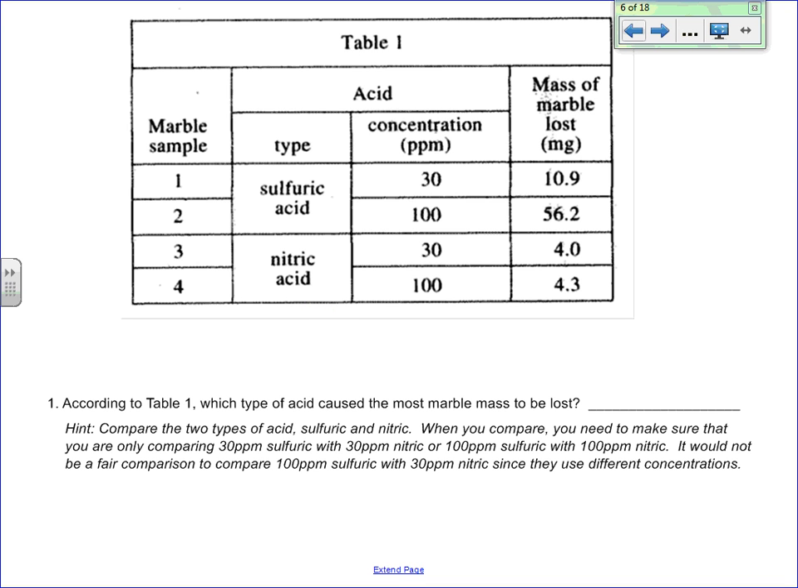Sulfuric acid. How did you get sulfuric acid? Nice. All right. And we have to compare even amounts. So when sulfuric acid was at 30, we lost 10. When nitric acid was at 30, we only lost 4. All right. This one is bigger. We know sulfuric acid.